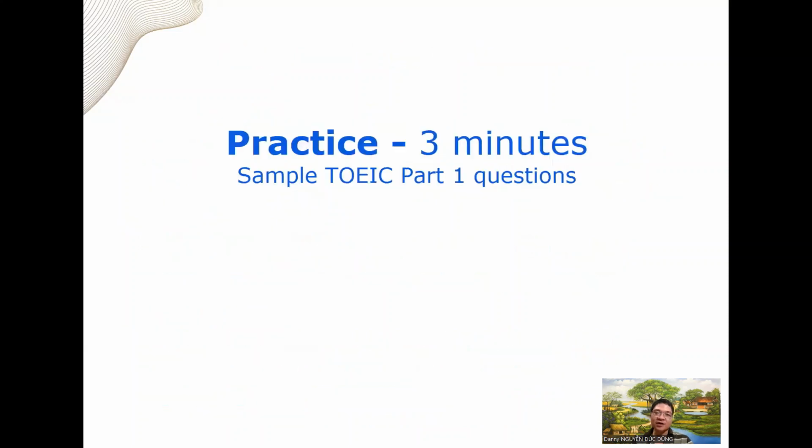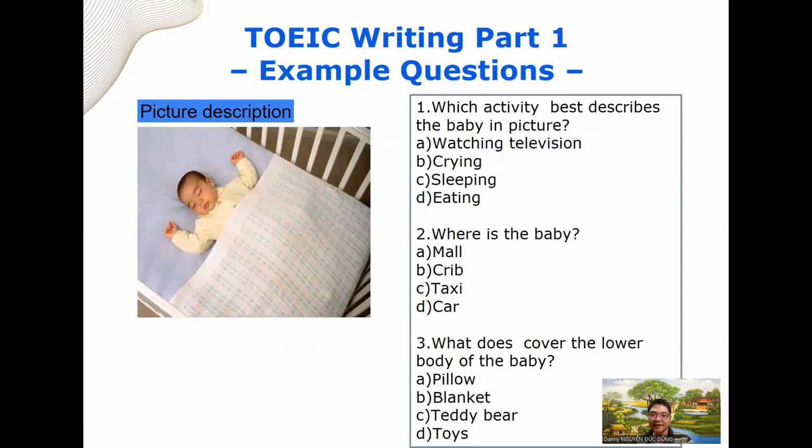Okay, so let's go closer to our Part 1 question. Here is for you to recognize the nouns in the TOEIC Part 1 writing. For example, which activity best describes the baby in the picture? When you observe the picture, you see that he's sleeping. So sure, this will be the answer: sleeping.